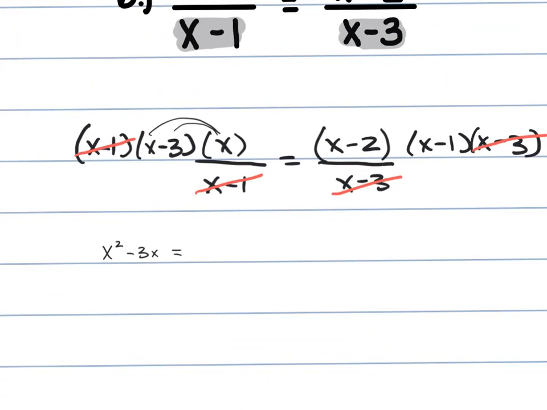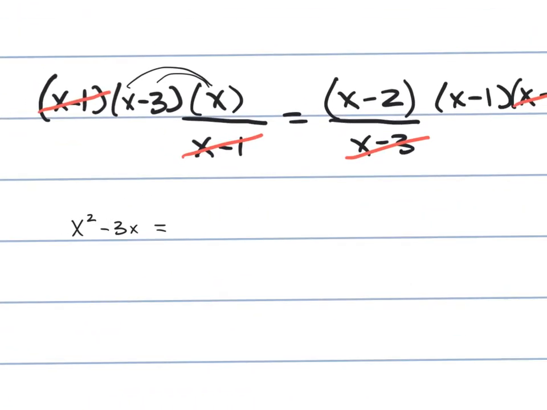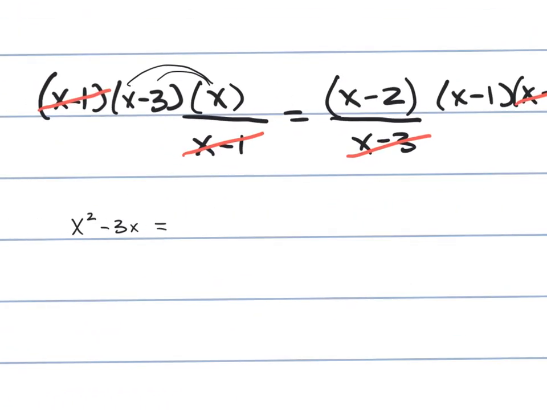Now let's do the right. On the right, we're going to have to FOIL this out. First term times first term, outer times outer, inner times inner, last times last. What should I multiply first? x times x gives me x squared. The outer terms, negative 1x, or minus x, same thing. Inner terms, negative 2x. And then finally the last terms, plus 2.